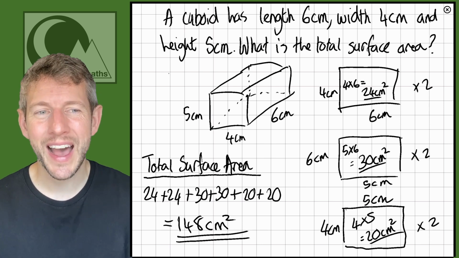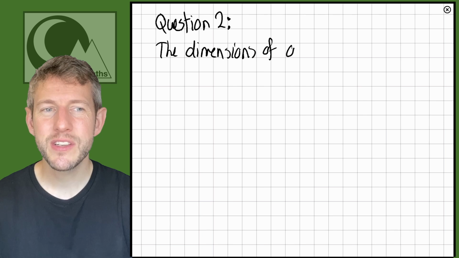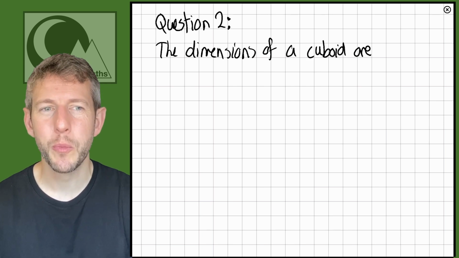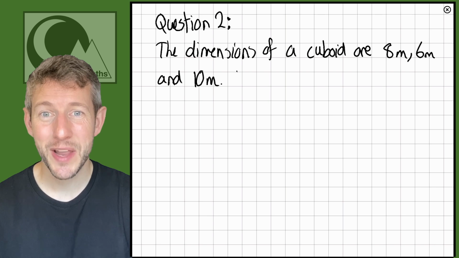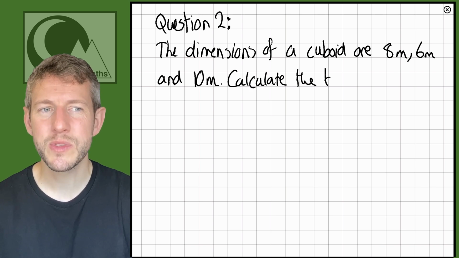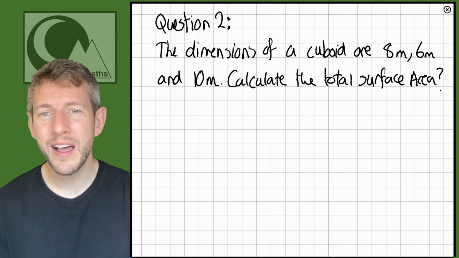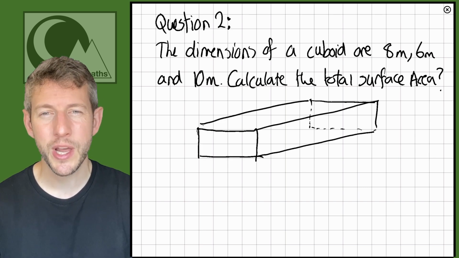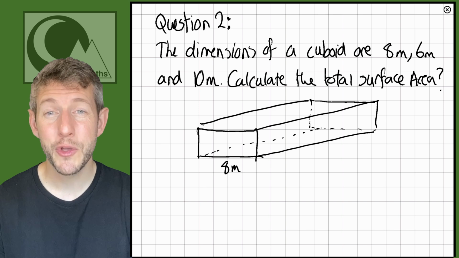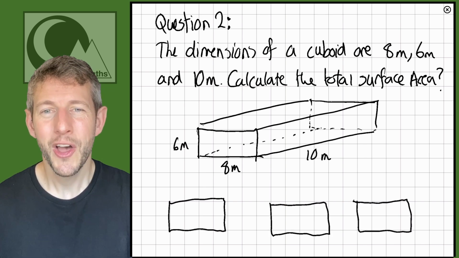Okay, let's have a look at another question. So here we go, we've got question 2. Question 2 says the dimensions of the cuboid are 8 meters, 6 meters, and 10 meters. Calculate the total surface area in square meters. I'm going to leave you to quickly think about the 3 rectangles that we're going to have that are going to make up this shape and see if you can work that out.